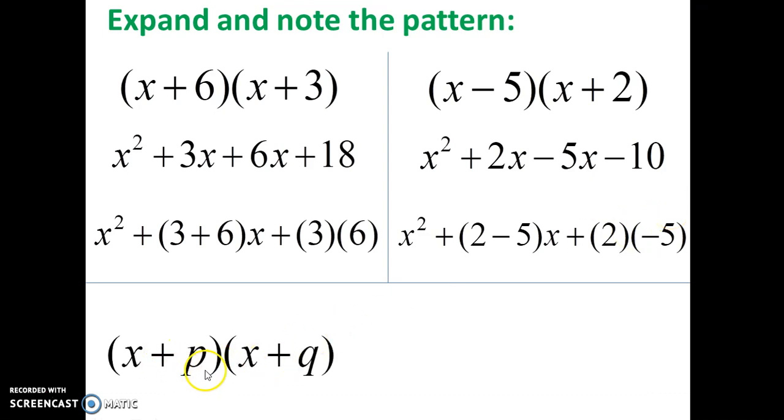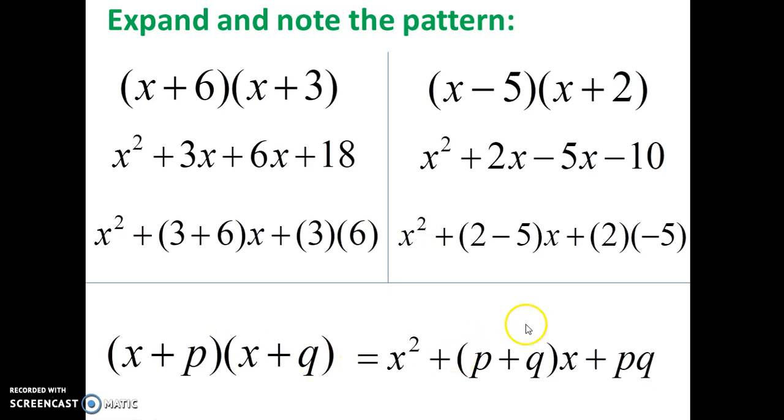When we have two binomials multiplied by each other, so x plus p, x plus q, where p and q represent any numbers, that expands to, when you multiply into this form, x squared plus the sum of those two numbers, the p and the q, x plus, and then at the end, the product of those two numbers, just like we had here, the sum of the two numbers and the product of the two numbers. Important rule to remember, especially when we go backwards from this form back to this form, which is factored form.